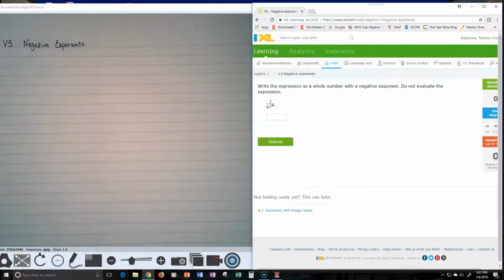All right, let's look at V3 negative exponents. So we're told, write the expression as a whole number with a negative exponent. Do not evaluate the expression. In other words, we're just writing it, leaving it as it is once we've turned it into a negative exponent.